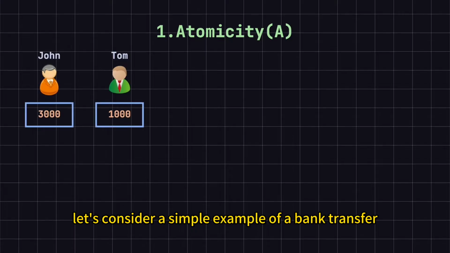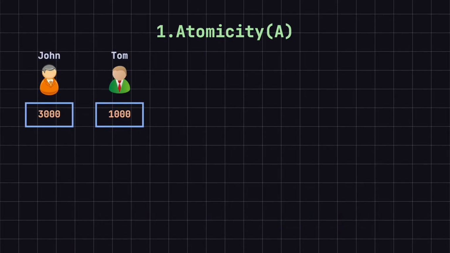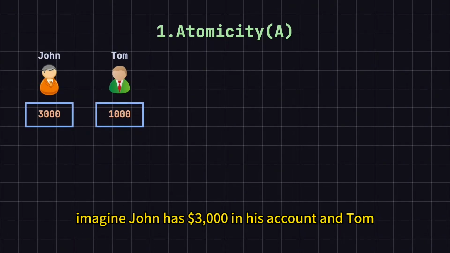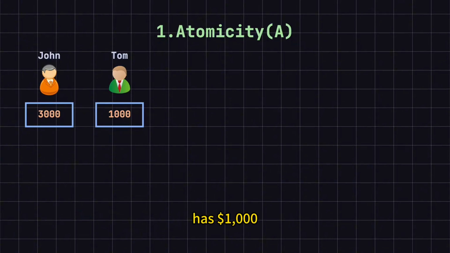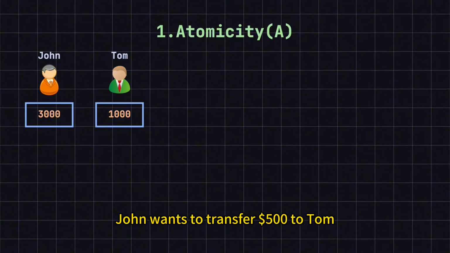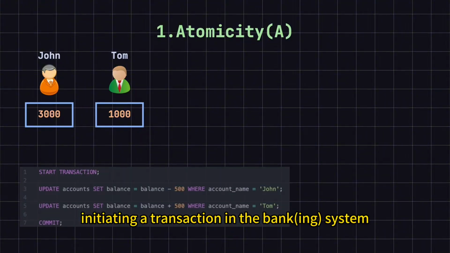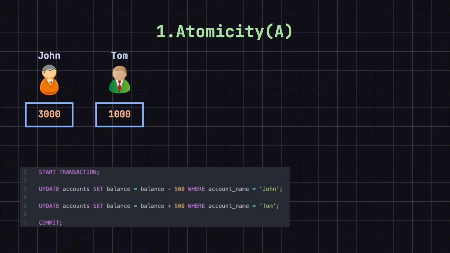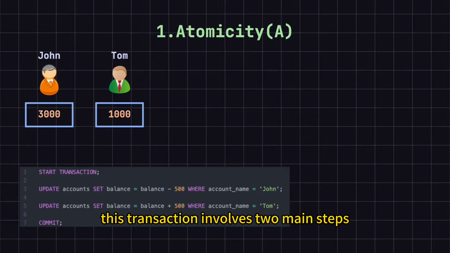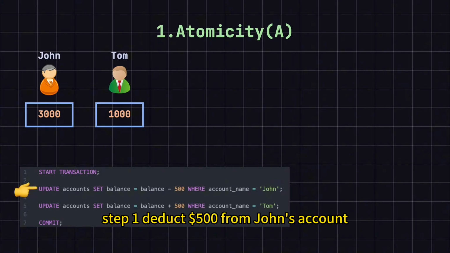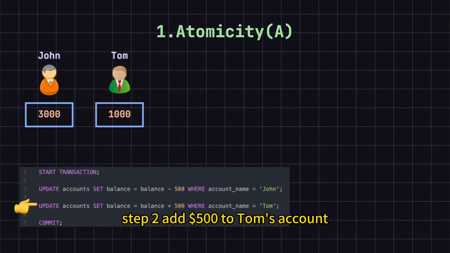Let's consider a simple example of a bank transfer. Imagine John has $3,000 in his account and Tom has $1,000. John wants to transfer $500 to Tom, initiating a transaction in the bank system. This transaction involves two main steps. Step 1, deduct $500 from John's account. Step 2, add $500 to Tom's account.